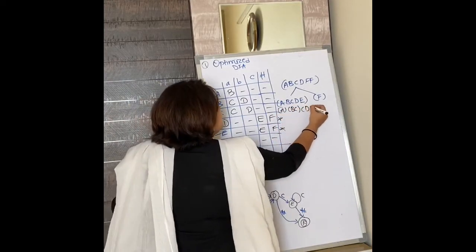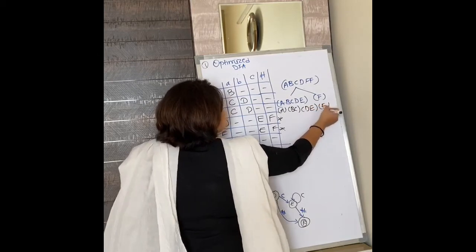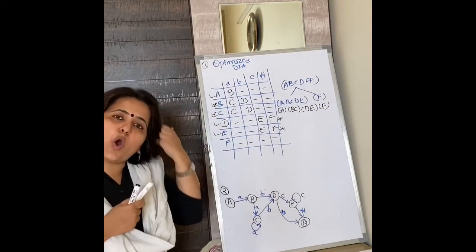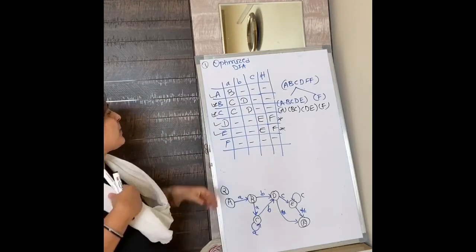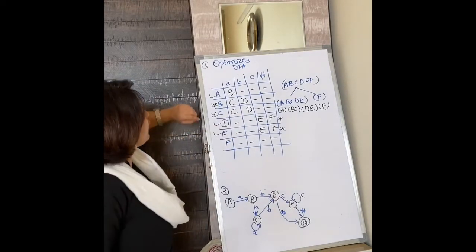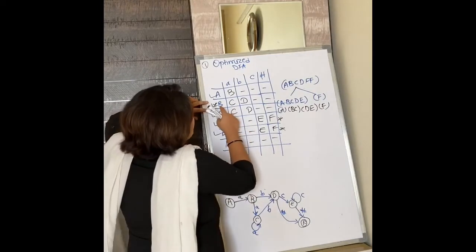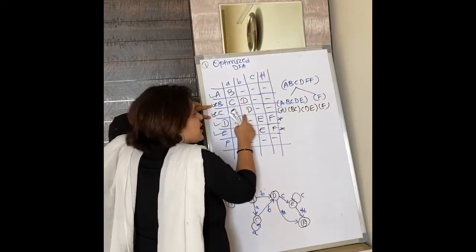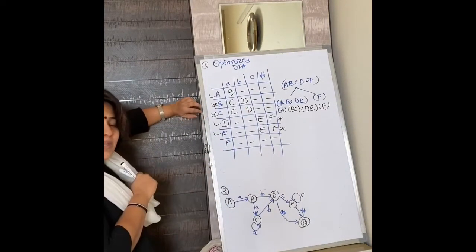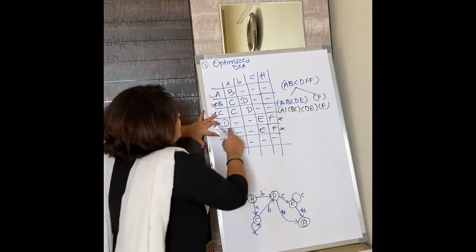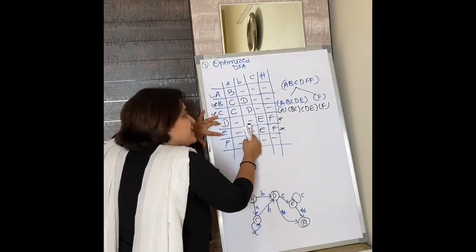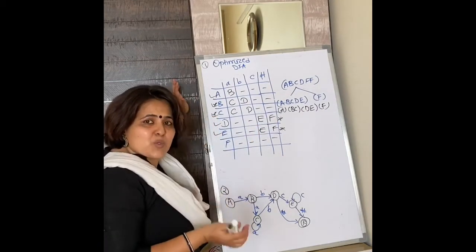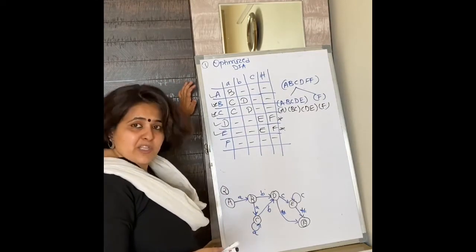B, C, D, E and F. Now observe. Are B and C both similar or not? From B and C, if you input small a, they are reaching C. If you input small b, they are reaching D. So their merging is possible. Similarly for D and E, for small a, small b, no transition. For c and hash, they both are reaching E and F. Yes, so that is possible. We can merge them.